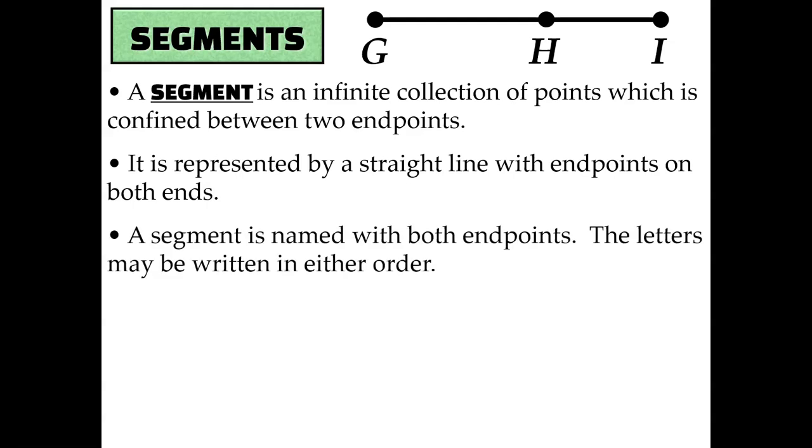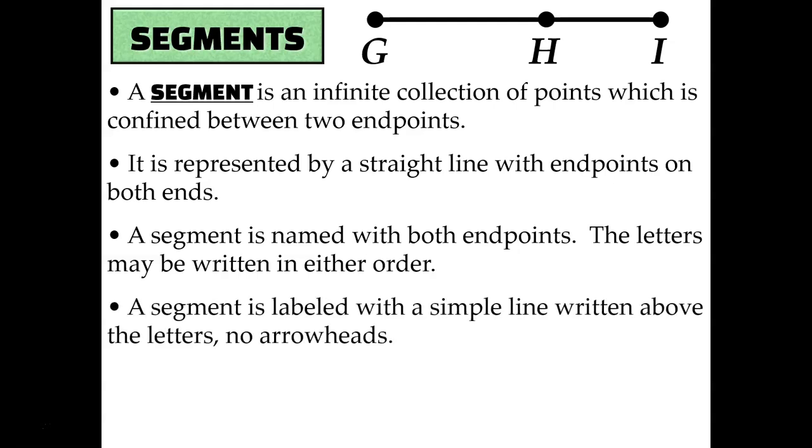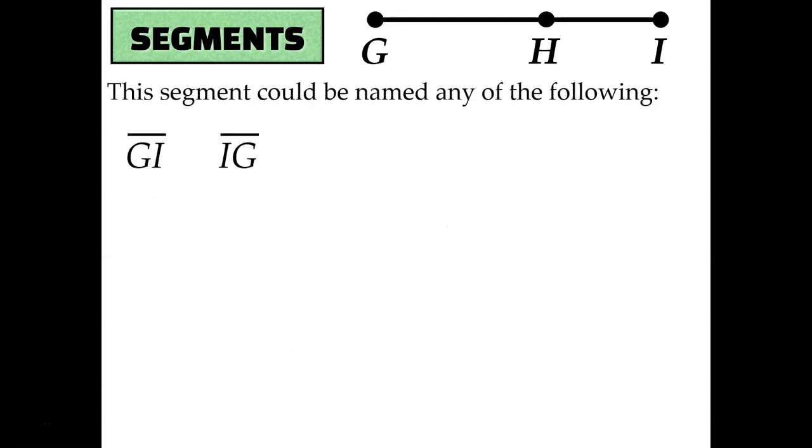To name a segment, you have to use the names of the endpoints. And on top of those letters, you will write a segment, which has no arrowheads. So the only 2 names that you could give to this segment are GI and IG. I cannot use H when I'm naming this segment because H is not an endpoint of the segment, it's just some random point in between the endpoints.